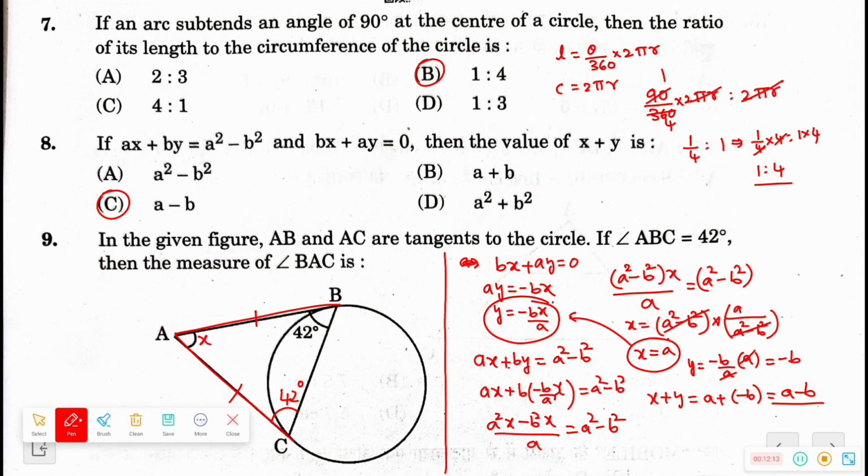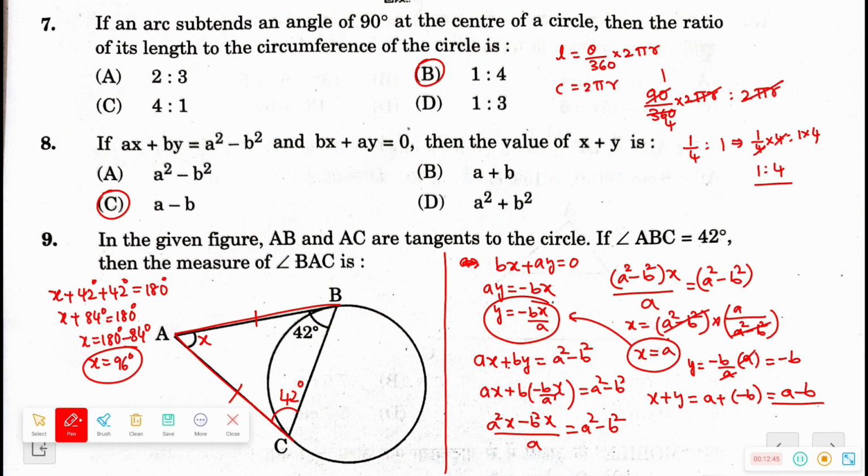Now we have to find out this angle. In a triangle, sum of three angles is 180 degrees. So we can take x plus 42 plus 42 is equal to 180 degrees. So x plus 84 degrees is equal to 180 degrees. X is equal to 180 degrees minus 84 degrees. So x is equal to 96 degrees. 96 degrees is the correct option.